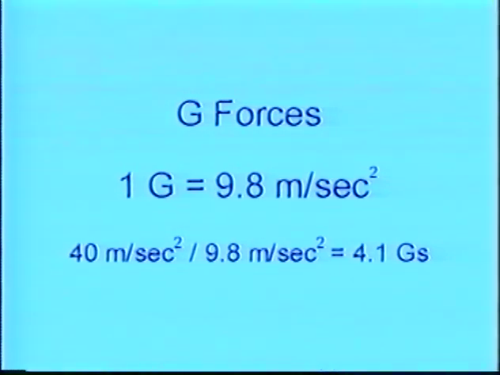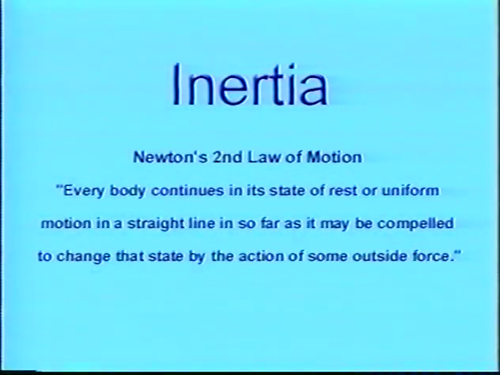The final concept of physics that we need to understand when dealing with low-speed collisions is the idea of inertia. Newton's second law states that every body continues in its state of rest or uniform motion in a straight line insofar as it may be compelled to change that state by the action of some outside force. In plain English, this simply means that a stationary object will never move unless something else acts upon it to make it move. Likewise, an object that is moving will continue to move until something makes it stop moving.